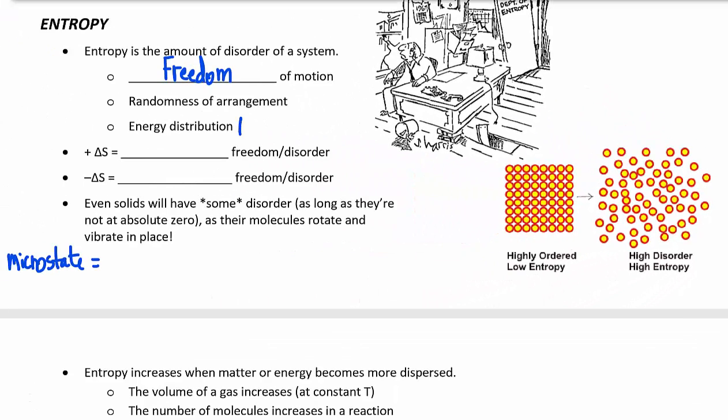You will also hear me call energy distribution a thermal disorder. So the higher the temperature that you add, the more heat energy you add, the more the molecules will be moving around. Therefore, it will have a higher thermal disorder. Your randomness of arrangement and freedom of motion describes a positional disorder.